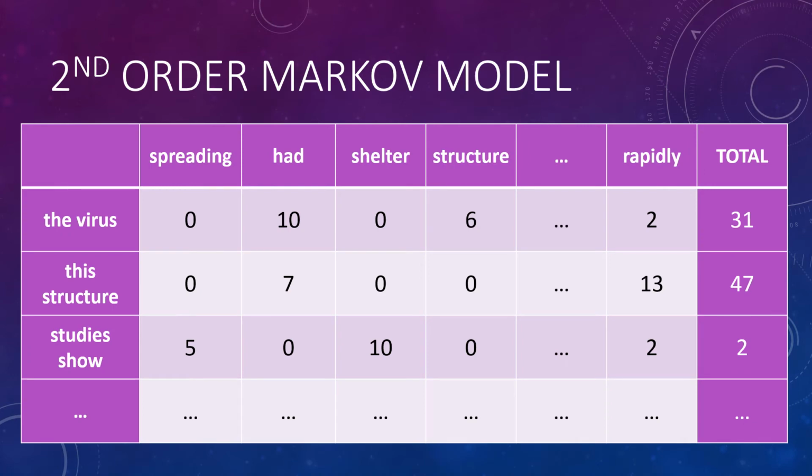We store these counts in a table for every possible word in every two-word phrase we come across. We'll also keep track of the total number of times that we saw each two-word phrase, which you may note is just the sum of that row.